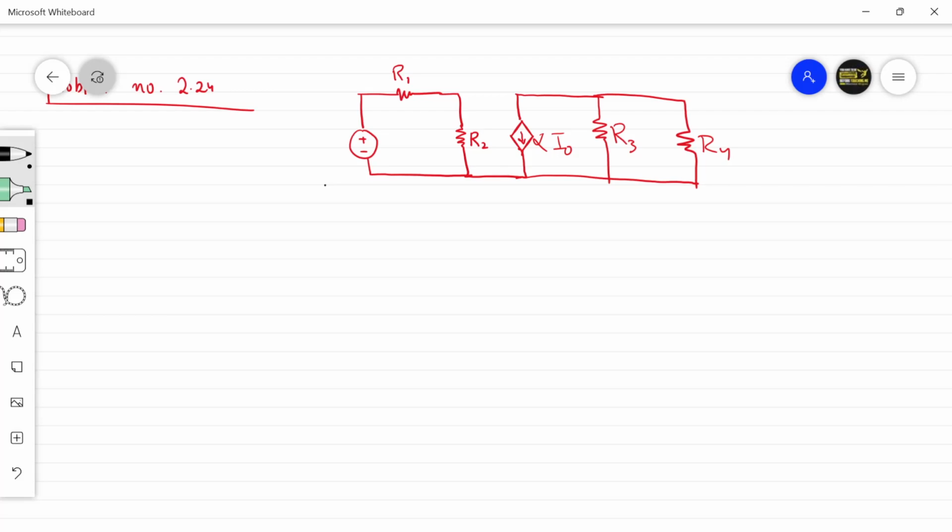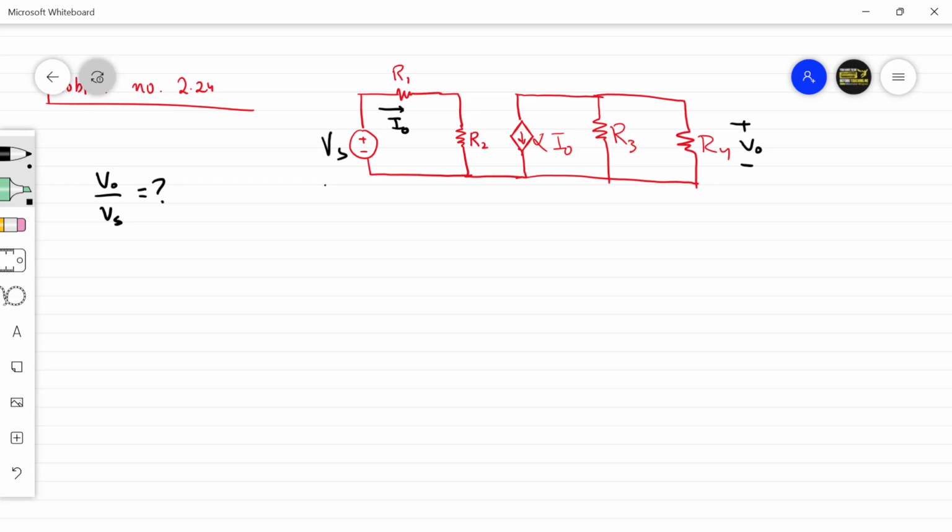The value of this voltage source is Vs, and the current I naught is flowing from here. And V naught is the voltage. So this is in the question. Now for this circuit, find V naught by Vs. We have to find V naught by Vs in terms of R1, R2, R3, R4, and alpha.